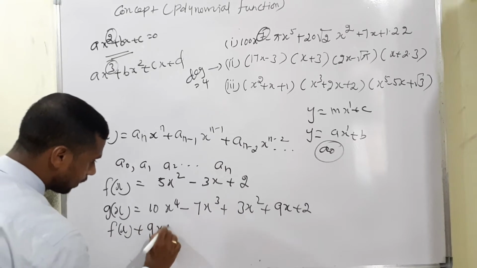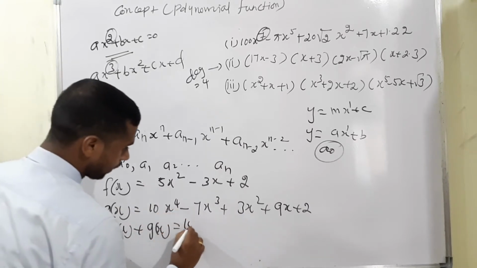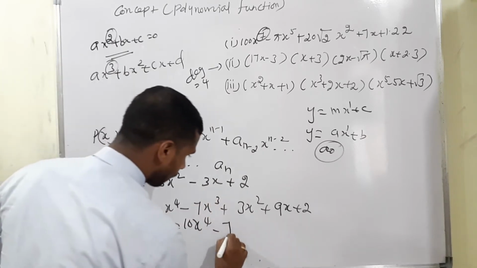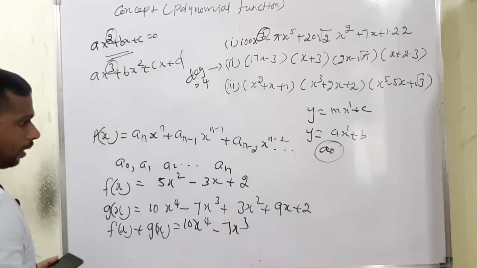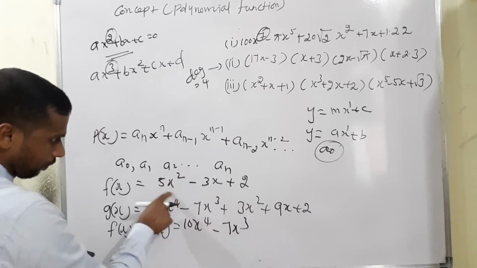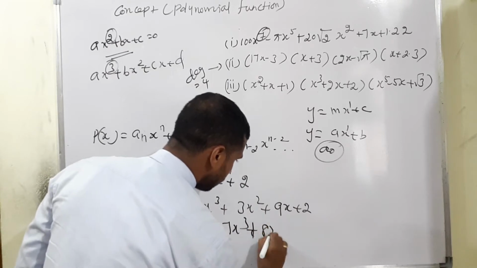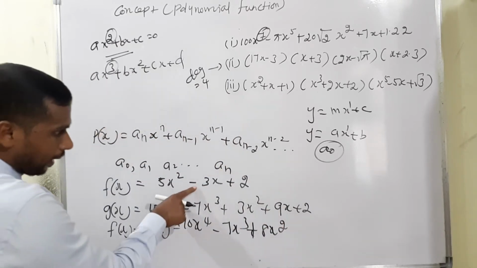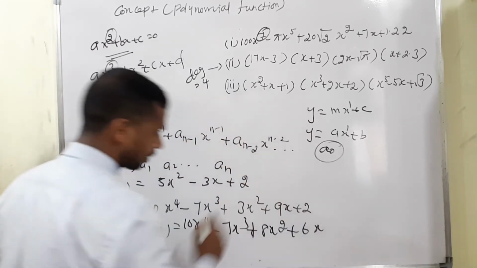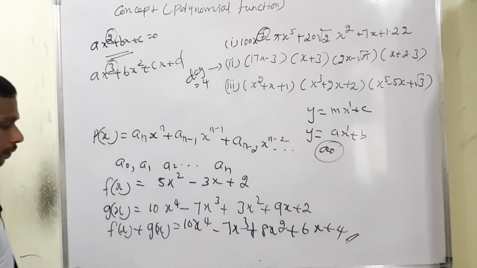f of x plus g of x is equal to, look there. Power 4 is only 1, so we can write it as it is, 10x to the power 4. Next, power 3 is only 1 time, so we can write it as it is, 7x to the power 3. Next, 5x square plus 3x square: the coefficient of x square, therefore 5 plus 3 is equal to 8x square. Next, minus 3x plus 9x, plus 9 minus 3 means positive 6x. Constant 2 plus 2, value will be 4. Okay, this is the form of f of x plus g of x.